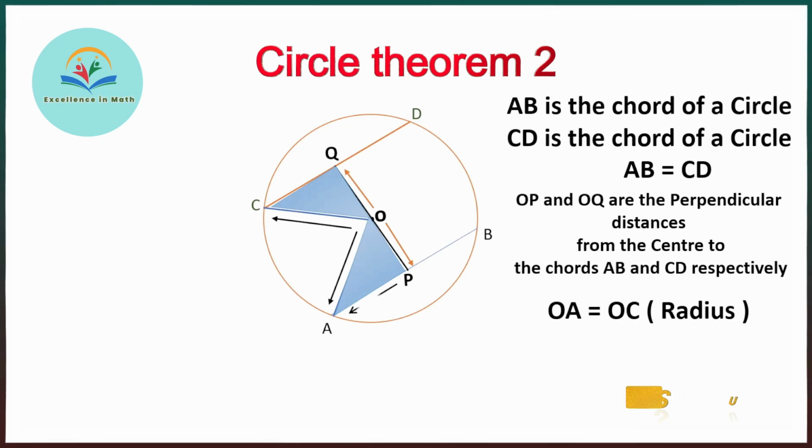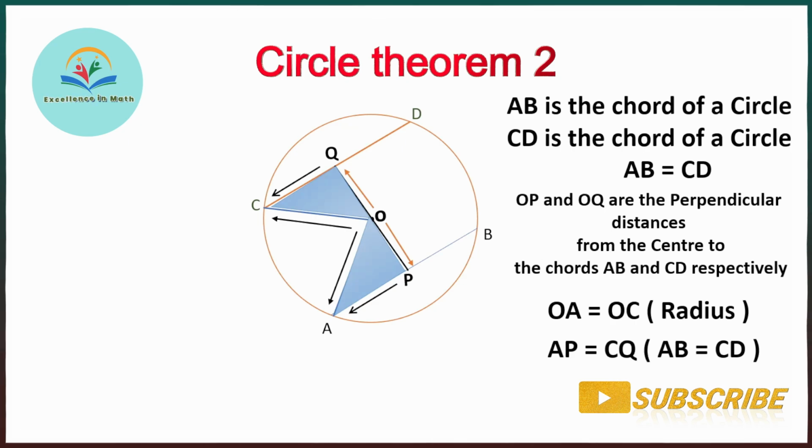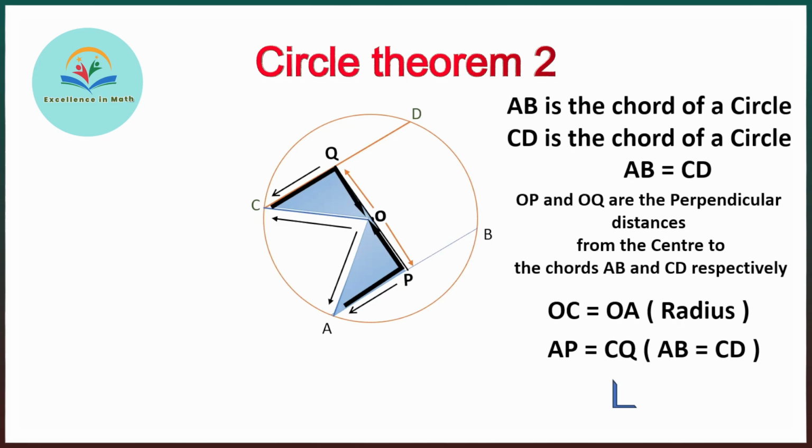Also, AP is half of the chord AB. Why? The perpendicular from the center to the chord bisects the chord. So AP and BP are two equal halves of the chord AB. Similarly, CQ is also half of the chord CD. We know that AB and CD are equal chords, so their halves are also equal. Not only that, if you consider the perpendicular distances, angles APO and CQO are also equal to each other. Not only that, they both are equal to 90 degrees.